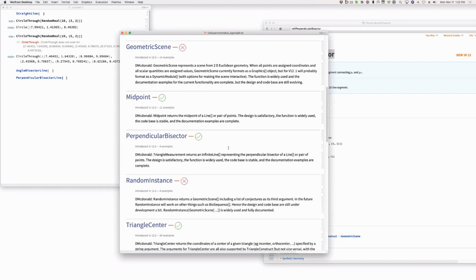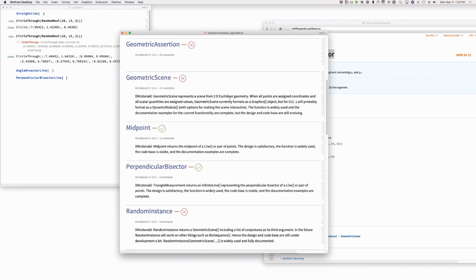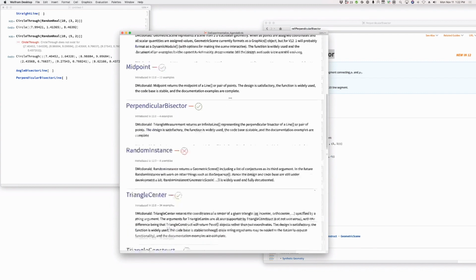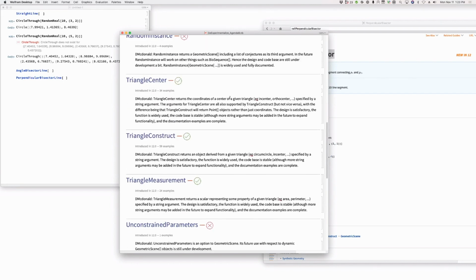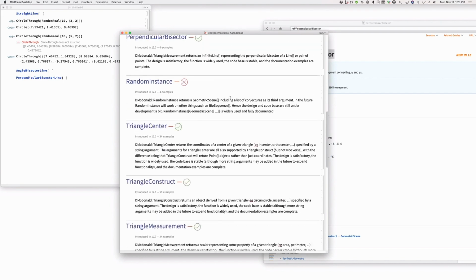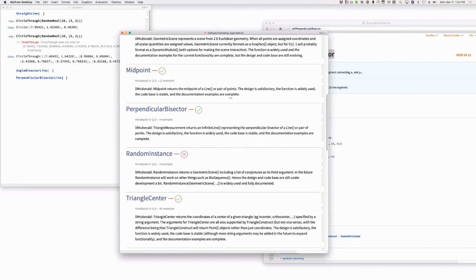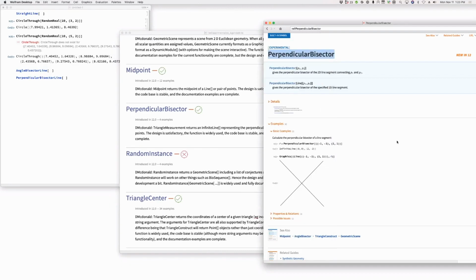I do. Okay. So for triangle construct, we have some string arguments that I think involve angle bisectors and perpendicular bisectors and related things. So you might want to have a look at those. Okay, let's take a look at that. Hold on. Perpendicular bisector line. Yeah, I like this.